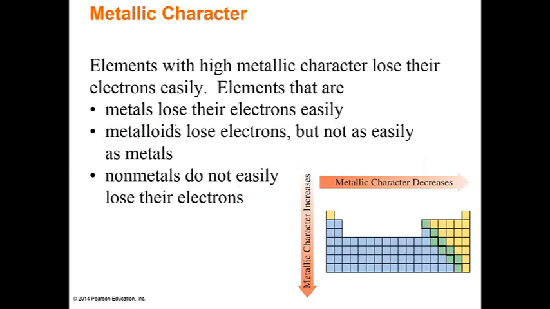So elements with high metallic character lose their electrons easily. Elements that are metals lose their electrons easily. Metalloids lose their electrons, but not nearly as easily. And remember, metalloids are the steps right there, okay? And then non-metals do not lose their electrons easily, okay? They tend to gain them, bring them on, you know?